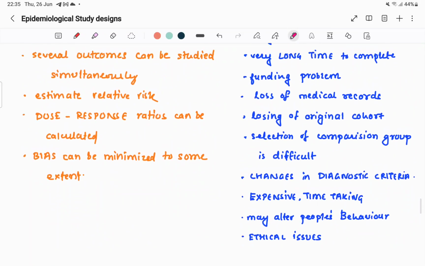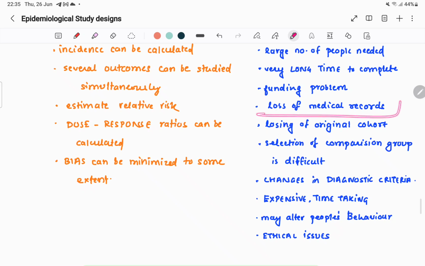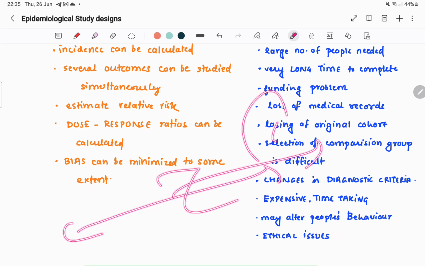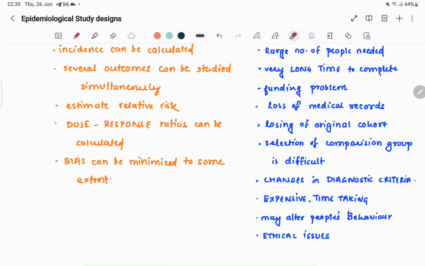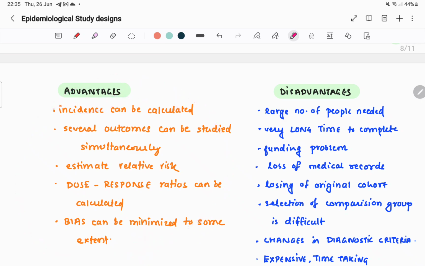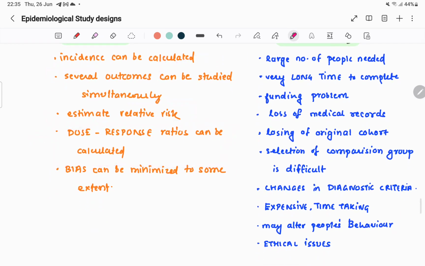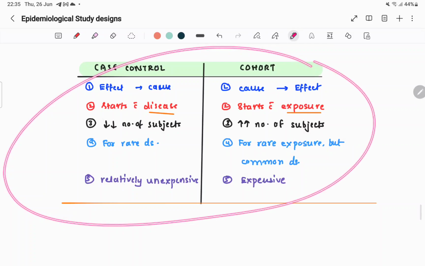Advantages and disadvantages you can see from here. Disadvantages: a large number of people are needed, very long time, manpower, money. Loss of medical records. The original cohort may change, as some people may go to other places, migrate. All of this affects cohort studies, right? Because we are taking a huge number of persons, it may alter behavior, and ethical issues are more here. Advantages: bias can be minimized. Incidence can be calculated. I told you incidence can be calculated from cohort study, and prevalence from cross-sectional study. Estimate relative risk, dose response ratios. And this table I discussed with you in detail.